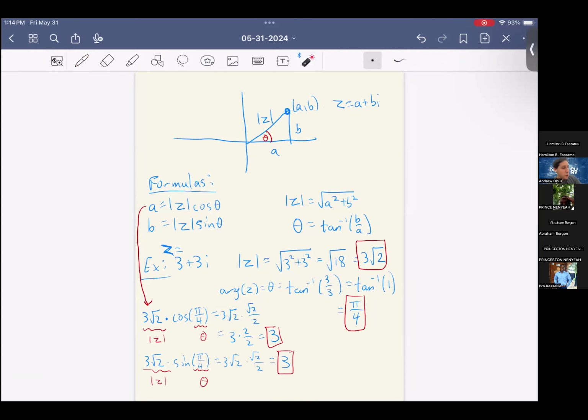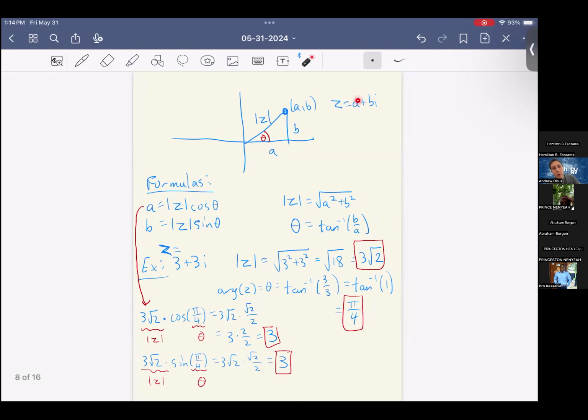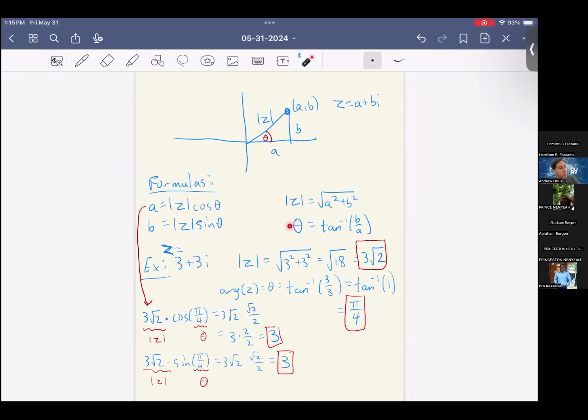So the moral of the story is that from the standard form, or what's usually called the rectangular form, from a and b, we can determine the absolute value and we can determine theta. And then we can also go backward. If we know the absolute value and we know theta, then we can determine a and b, right? So here we end up recovering a and recovering b. Okay, so it's just this other form of expressing a complex number. Okay, so questions on this? We're going to show how we use this, but before, just questions on what's going on here?